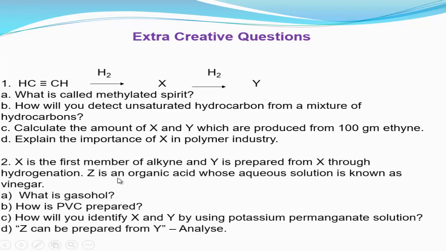Now X is the first member of alkyne, that is ethyne, and Y is prepared from X through hydrogenation. That means it will be ethane. It can be ethene, but it will be ethane, which we will understand from the question. Z is an organic acid whose aqueous solution is known as vinegar. That means this is acetic acid, ethanoic acid.